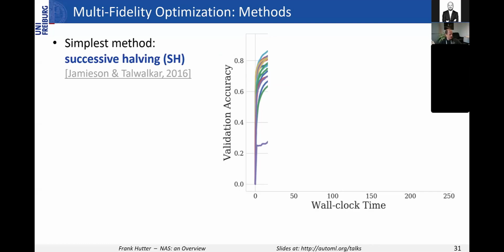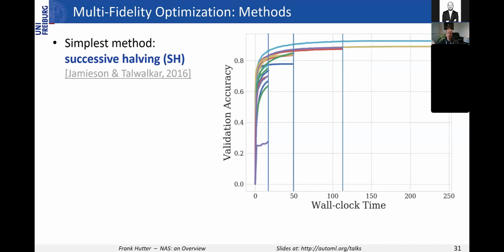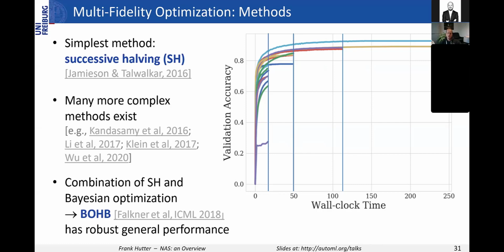So yesterday you saw this approach called successive halving, and Hyperband you also saw. The simplest method here is successive halving, which says at each step, just throw away the worst half of my training runs and only continue with the top half, and that gives you pretty good performance for an amortized, pretty cheap runtime. There are many more complex methods.